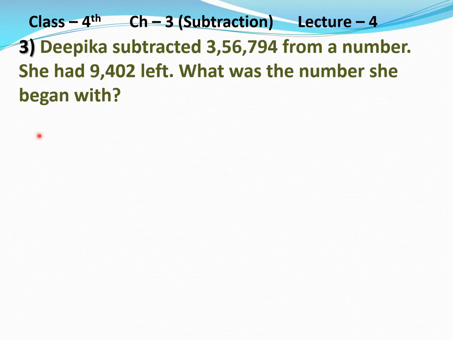Okay, so what we will do? We will add 3,56,794 and 9,402. Okay. Answer. Why? Because she subtracted 3,56,794 from a number, and the number we don't know. So it means if we subtract from a number, it means we subtract smaller number from greater number. That's why we will add these two.